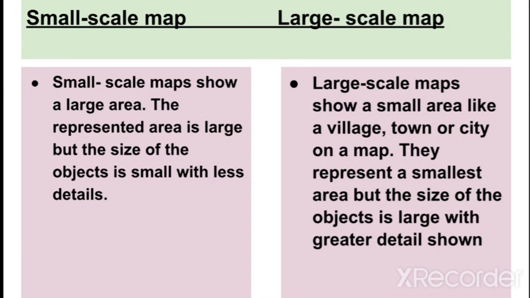In large scale maps, you will write, large scale maps show a small area like village, town or city on a map. They represent a smallest area, but the size of the objects is large with greater detail shown.